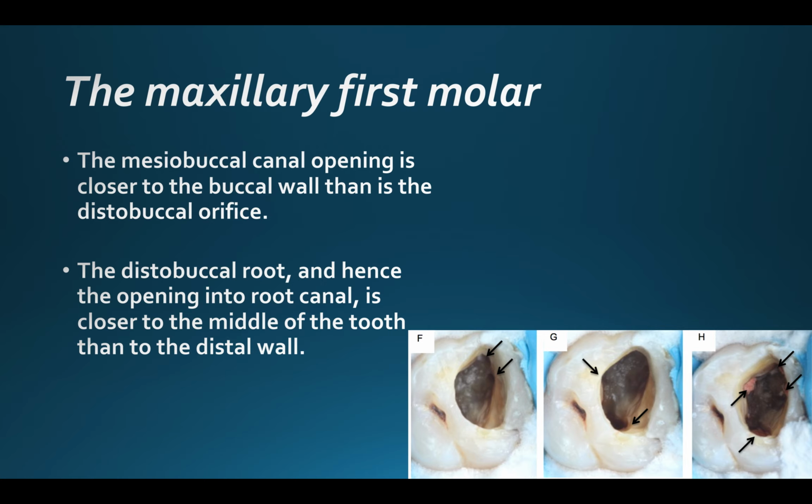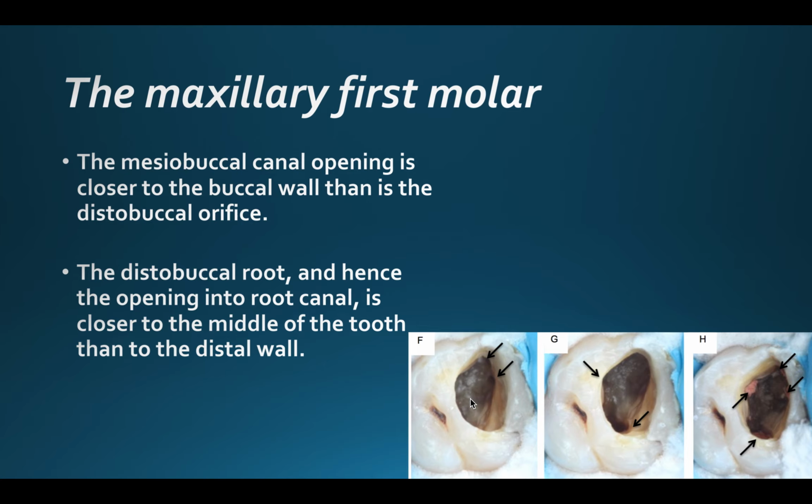The distobuccal root and its orifice are closer to the middle of the tooth than to the distal wall. So you will notice that your access cavity will be located mesial on the crown, mesial to the oblique ridge. It's not in the center of the tooth. It is located more towards the mesial side of the tooth.